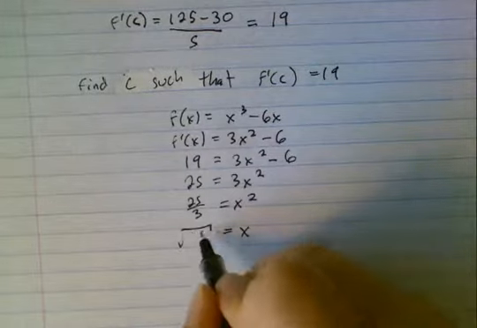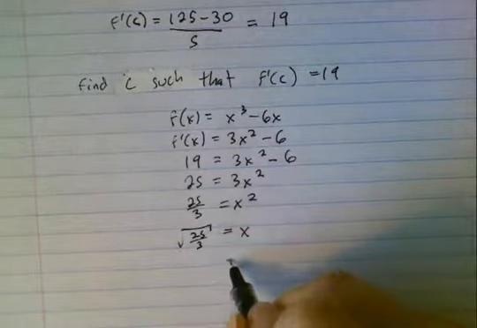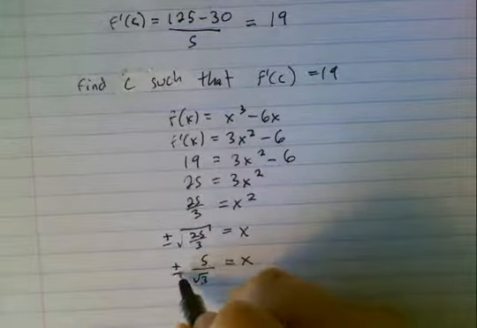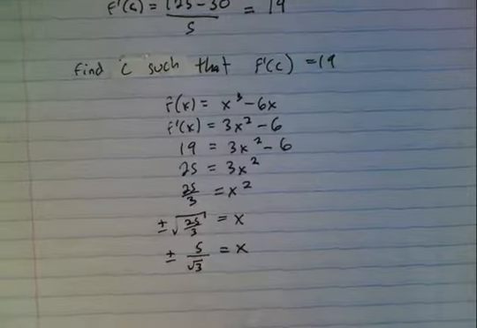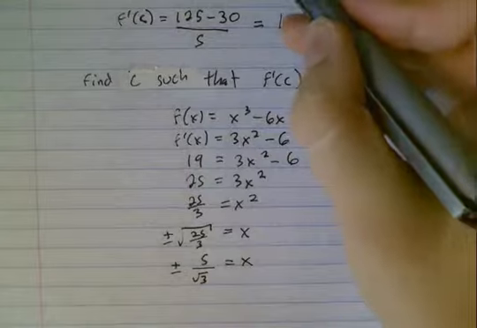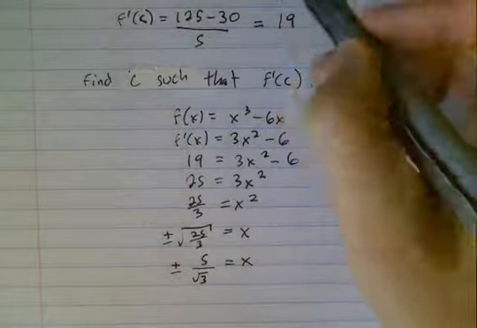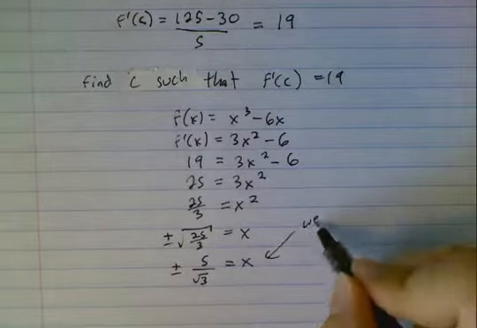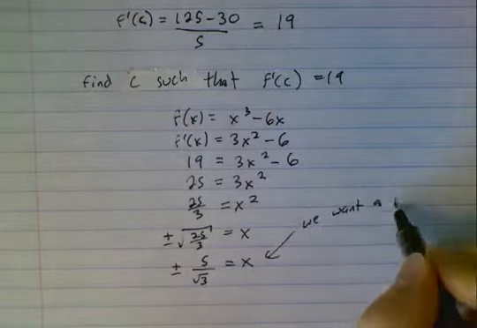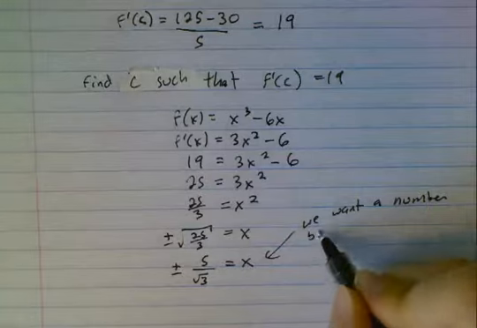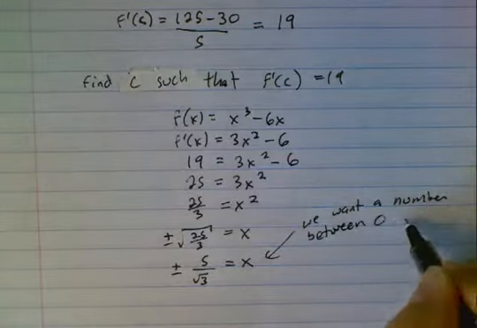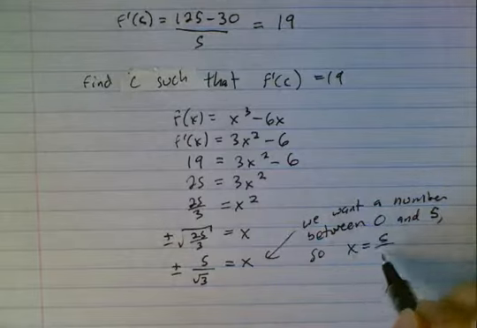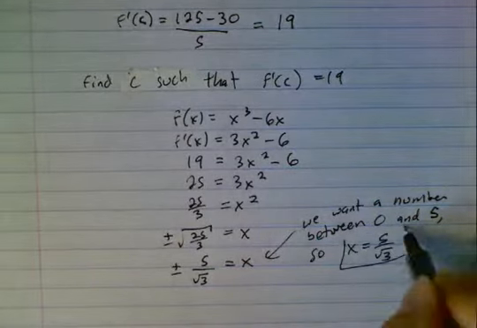x equals the square root of 25 thirds, or 5 over root 3. This is plus or minus. However, notice that we only want a number between 0 and 5, so we have to have a positive number. So that means x equals 5 over the square root of 3.